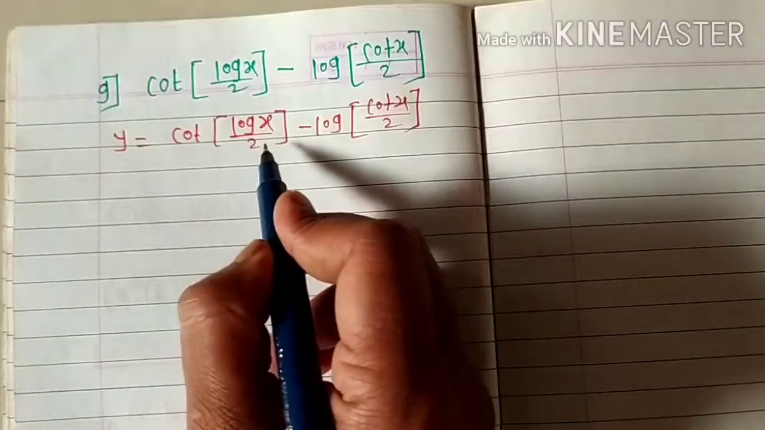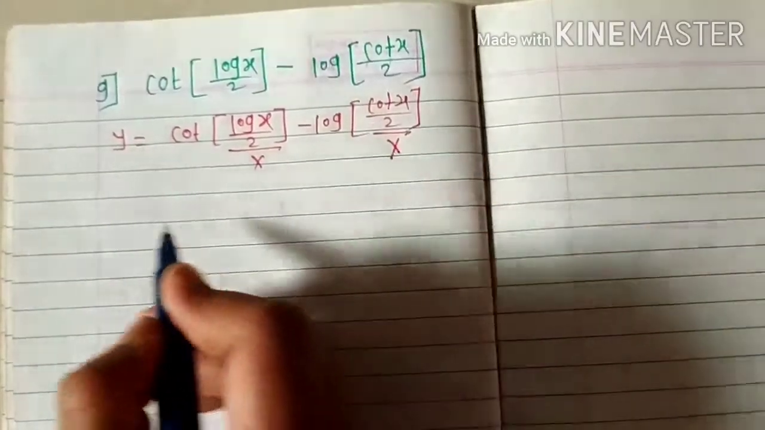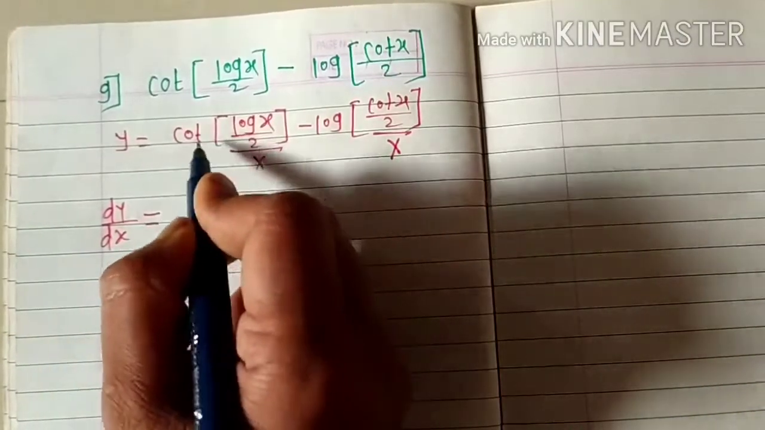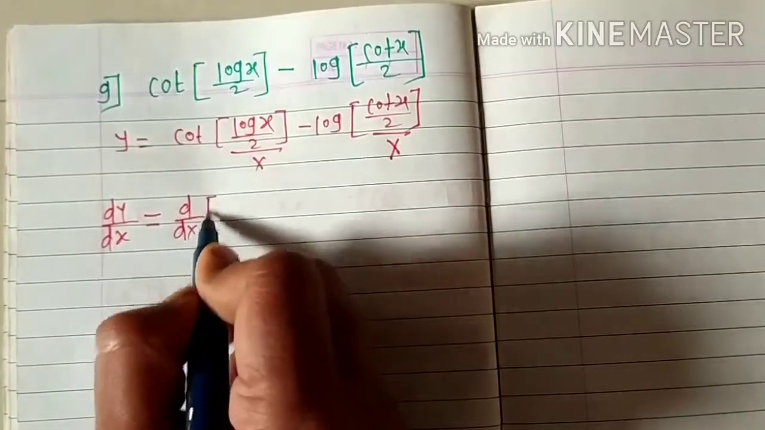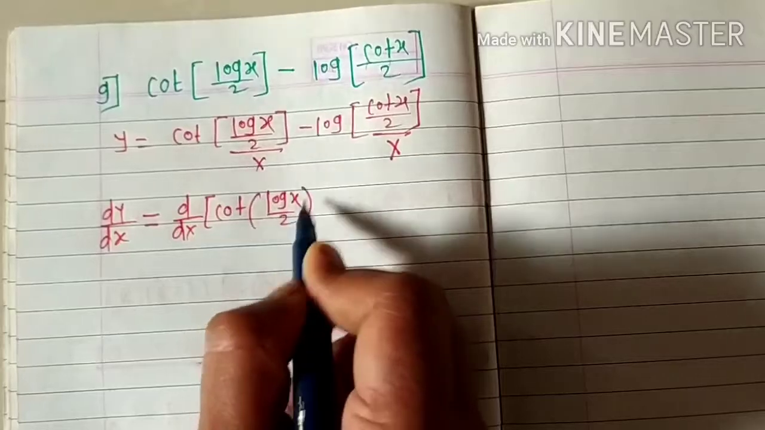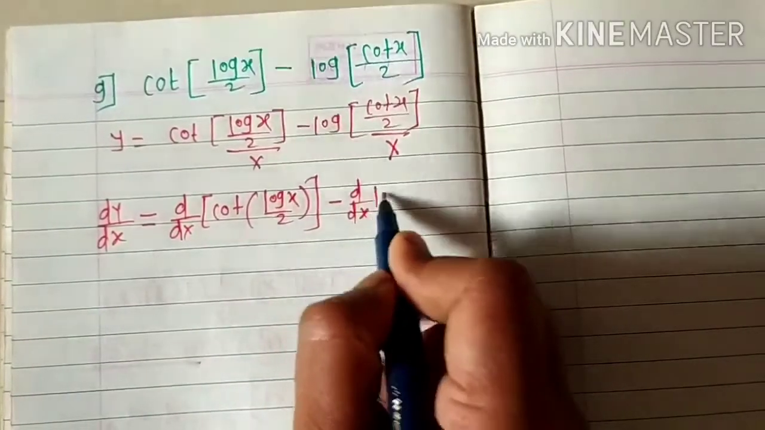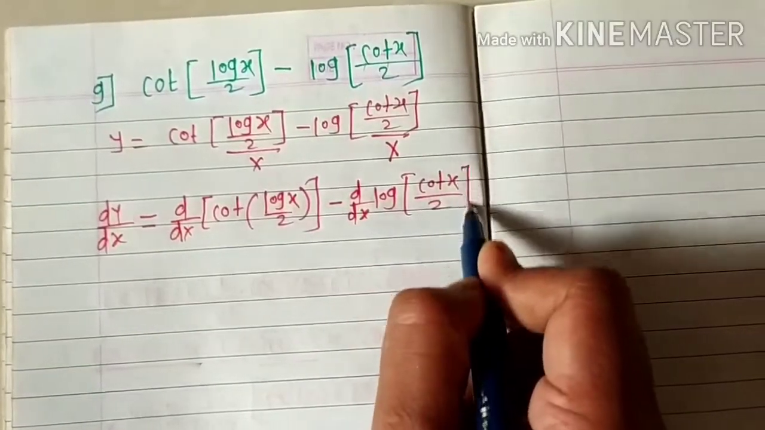Again, this is a function of a function. Consider this whole term as x, and here also this whole term as x. Then differentiate dy by dx. We know the derivative of cot x, that is d by dx of cot of log x divided by 2, minus the derivative of log of cot x divided by 2.